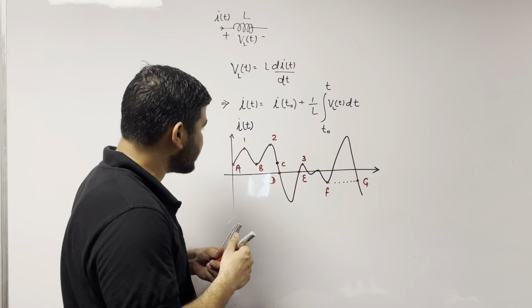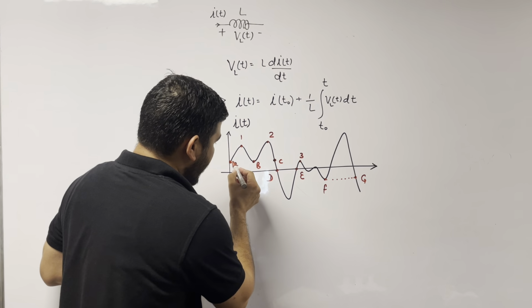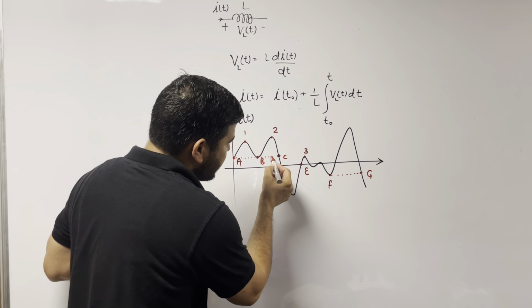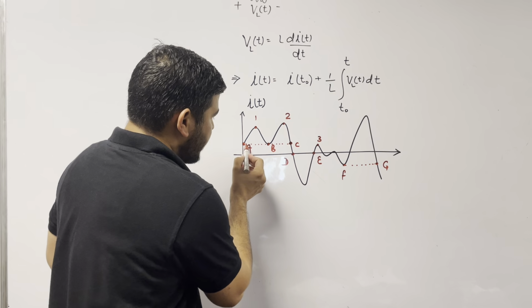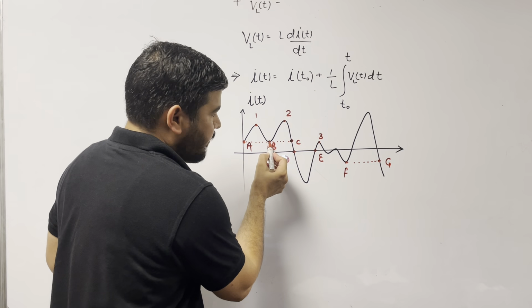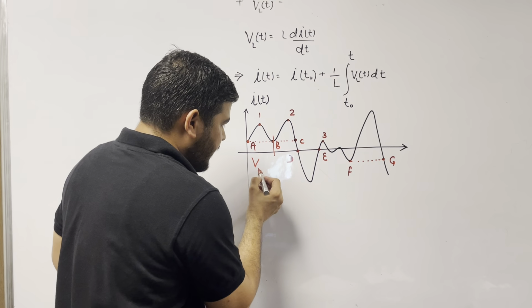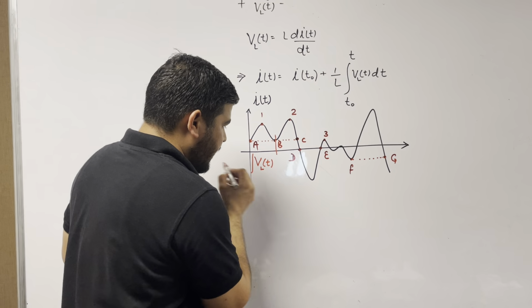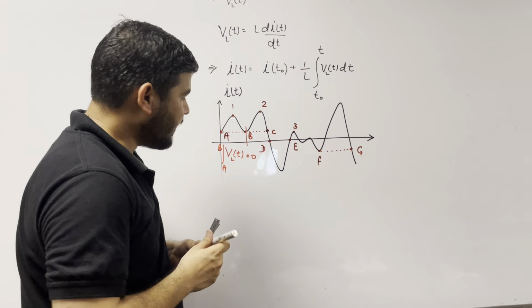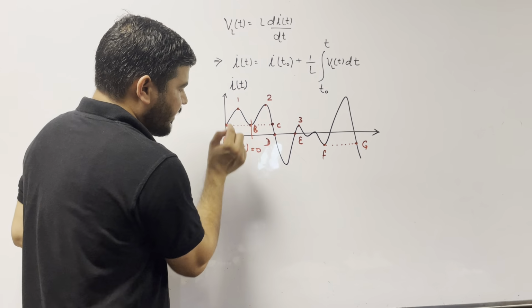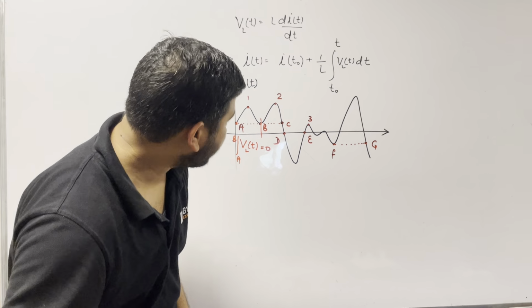And what are those points? You can see that at these 3 points A, B and C, the level of the current is the same. Wherever the level of the current is the same, let's say from A to B, it means that up to this point, if you calculate the area of VL(t) from A to B, that will be 0. The area of this voltage VL(t) will be 0 between A and B. So remember this point.